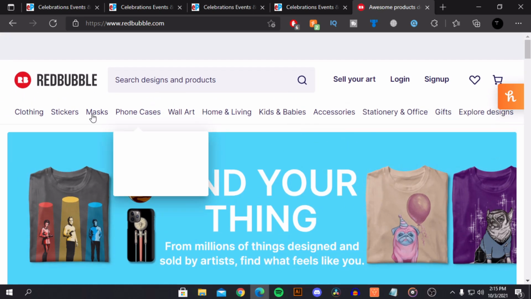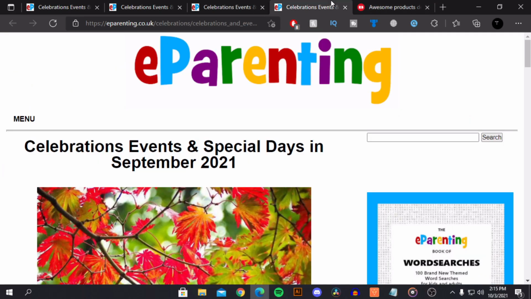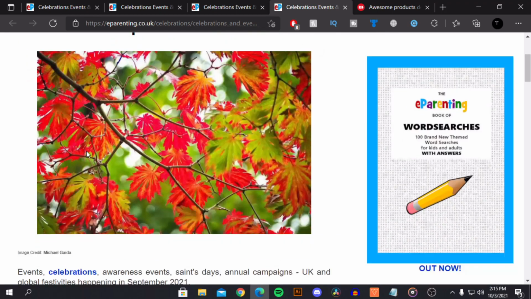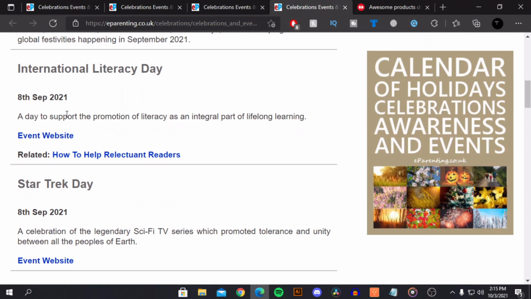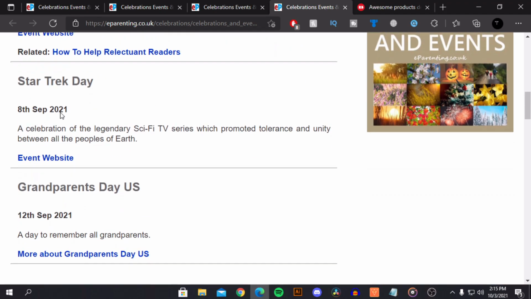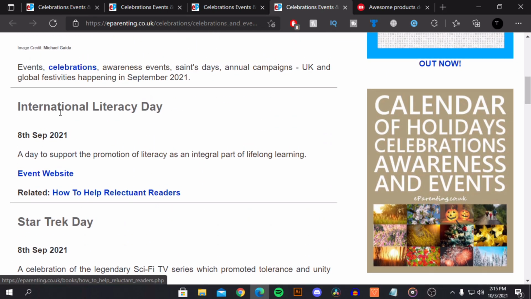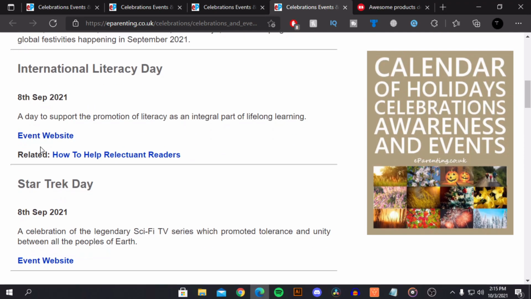So the first month is September, which has passed by, but I also advise you guys to make a lot of designs for September as well. From here you can see a lot of events held in September. As September went by, that's not a worry, just make designs for them. It will be beneficial for the next period of time or for the next year.